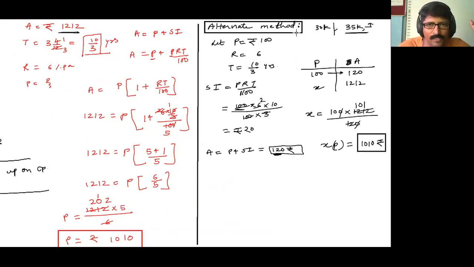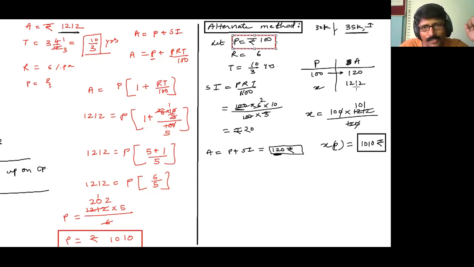Alternate method. Say, first of all, let's say principal is equal to 100, rate is 6, time is 10 upon 3 years. So simple interest will become PRT upon 100. So we are assuming over here principal is 100. So isn't it 100 into 6 into 10 upon 3 into 100 if we do. So we're going to get the SI as 20. So when the principal is 100, simple interest is 20, that means amount will become principal plus SI, which is 120. So when principal is 100, amount is 120.